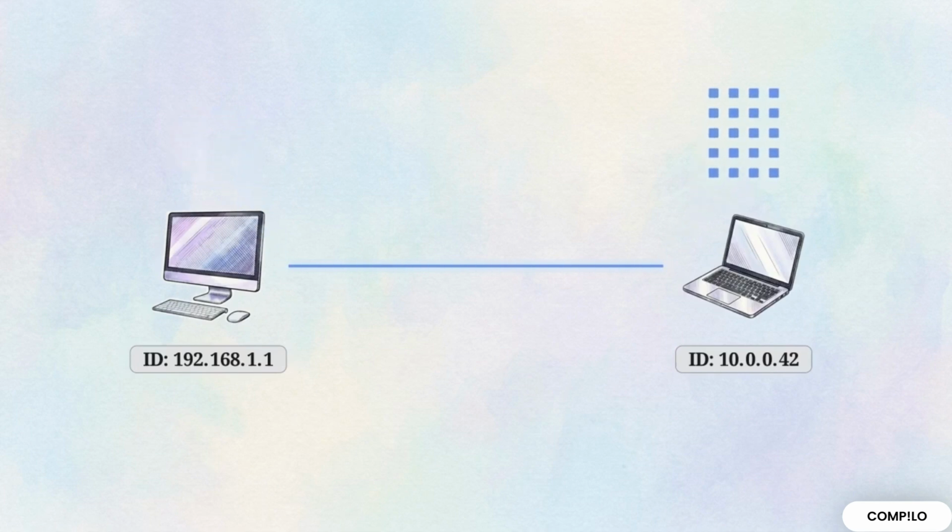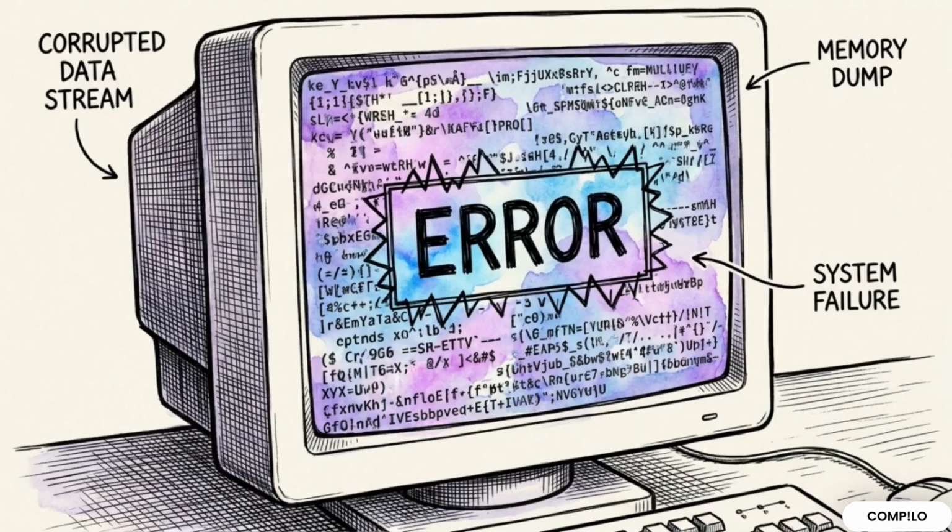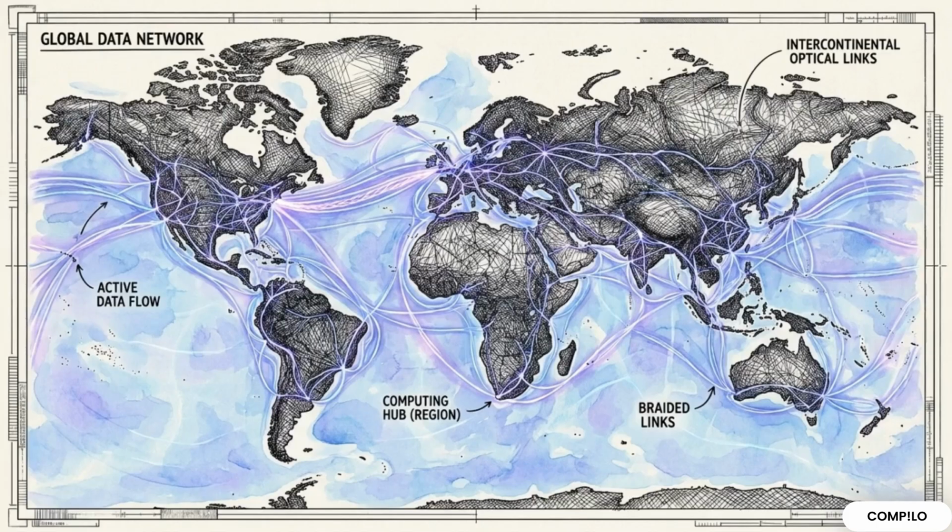But the receiving node has to actually understand what those packets mean. This requires protocols, a strict set of agreed-upon rules that govern how data is formatted and processed. If two nodes attempt to communicate using different rules, the data becomes unreadable. Protocols ensure that the billions of messages traveling the internet actually arrive in a usable state.